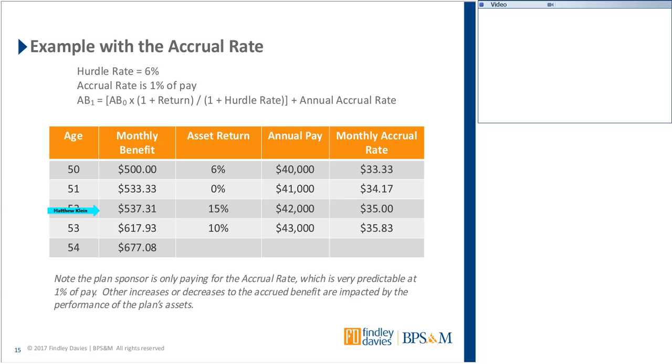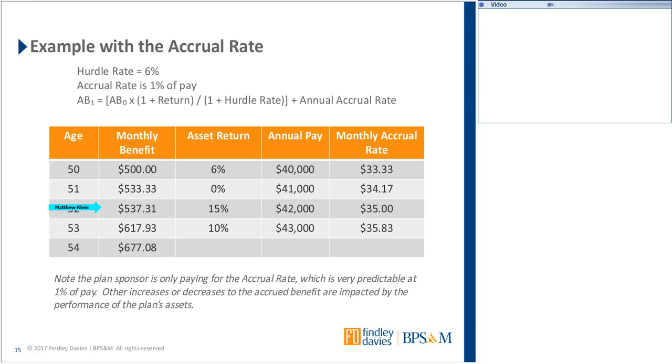In the following year, what often happens, we have a rough year in the market, it's followed up with a good year. So we have a 15% asset return, and we add in our $35 monthly accrual rate, and you can see that the monthly benefit has a nice jump of $80 from $537 to $617 in year 3. Now, that's an $80 increase in the monthly benefit, but again, from an employer plan sponsor perspective, we haven't increased the cost. What the plan sponsor needs to contribute is going to be just this monthly accrual rate. The rest of the increase in the benefit is fully supported by the asset return that was earned on the plan's assets. And if that asset return isn't there, as we saw in the year before, then the increase in the monthly benefit will be much, much smaller.